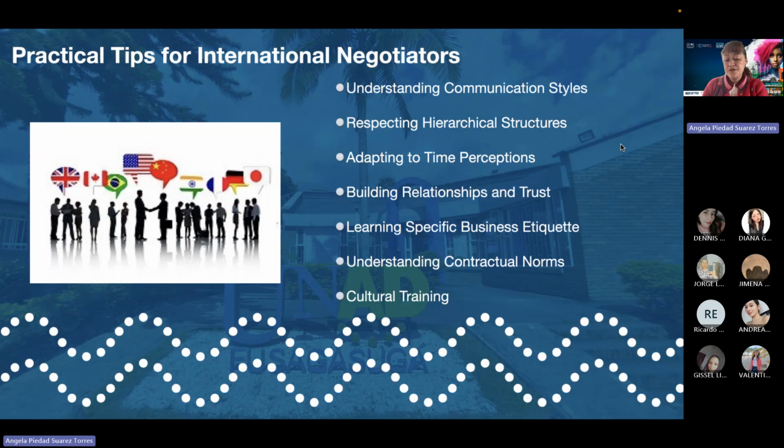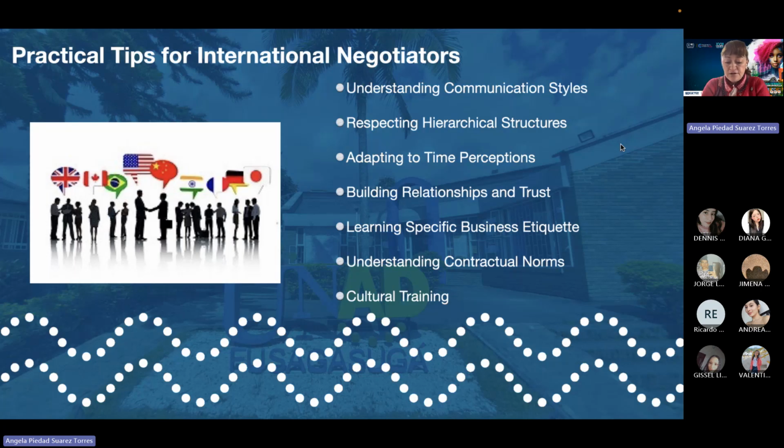Understanding contractual norms. Research how formal or flexible contracts tend to be in the culture and how legal and ethical norms influence negotiations. Some cultures prefer detailed formal contracts, others prefer flexible agreements based on trust. So also we need to be aware of the legal situation and how they prefer it, if they want to be very detailed or if they prefer something just based on trust. So elements that we maybe are not considering, but it's very important. It's like an etiquette of the contractual norms.